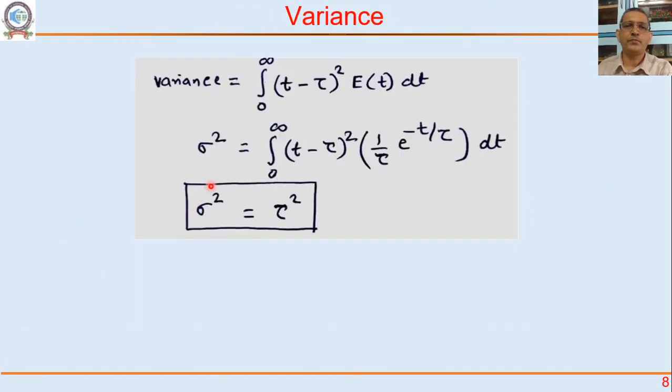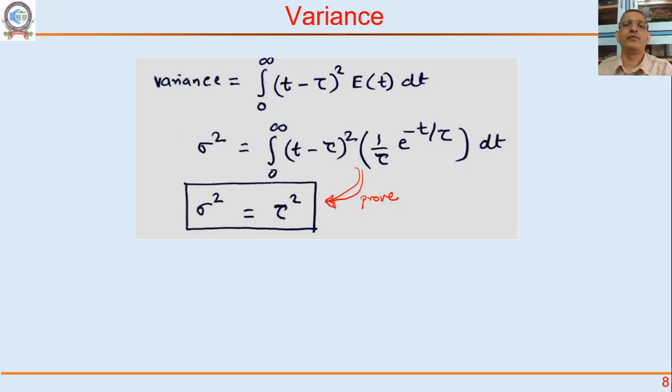Variance is integral 0 to infinity (t minus tau) the whole square E(t) dt. So if you substitute for this E(t), it will be (t minus tau) the whole square, 1 by tau e raised to minus t by tau, integrated with respect to t from 0 to infinity. And you will find that sigma square is equal to tau square. You don't just take my word for it. Do the integration yourself and prove that you get this. Only then will you be able to understand and appreciate all these things.